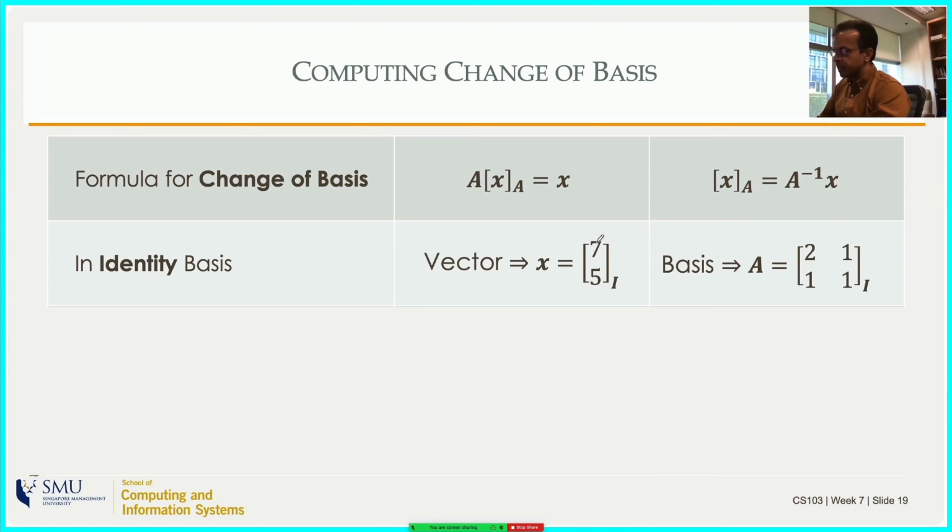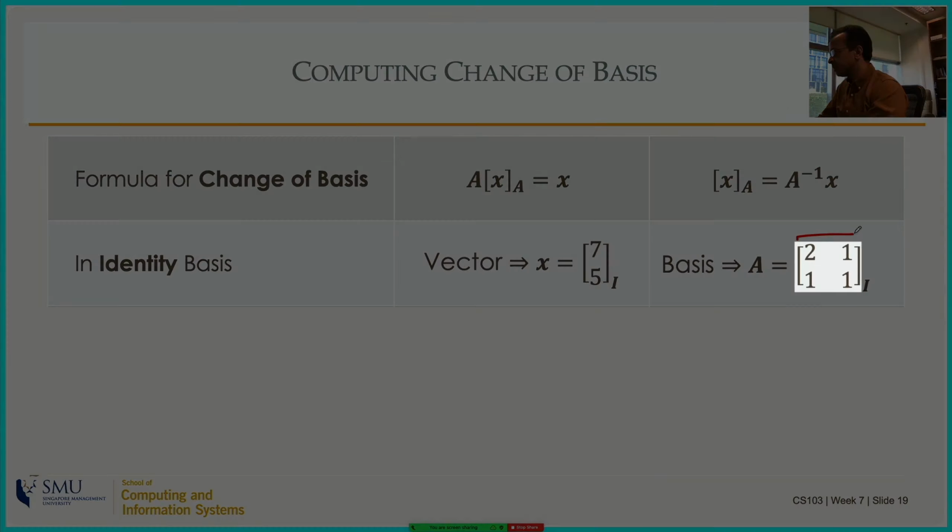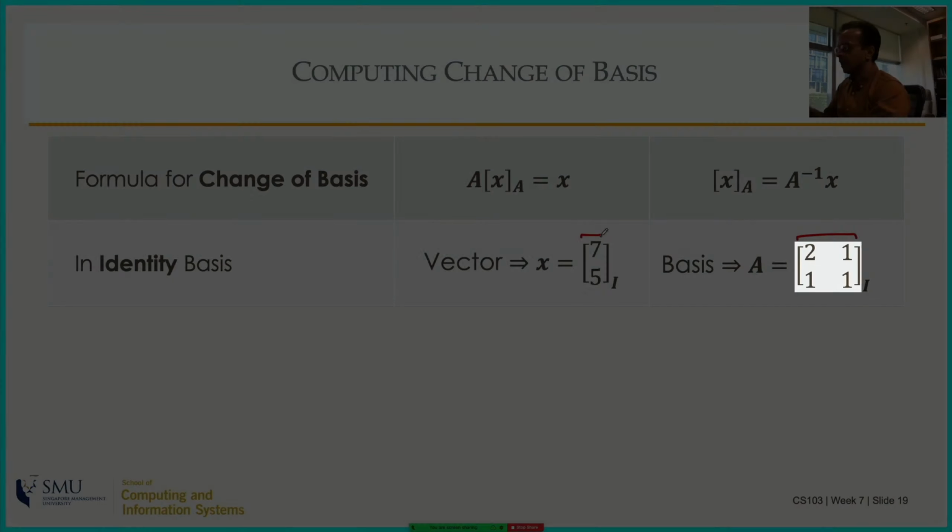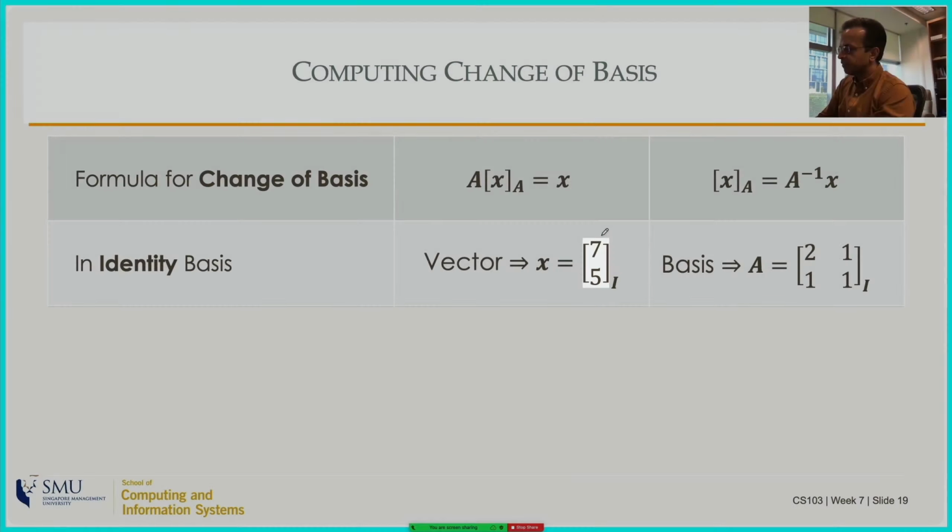X is specified in the coordinate basis as (7, 5), and the basis matrix A also is specified in the identity basis, because the first basis vector (2, 1) was in the identity basis, and the second one also is in the identity basis. Now my statement was that the new set of components will come from the inverse times X, so I just have to find the inverse of this matrix and multiply it on the right. That's all I need to do.